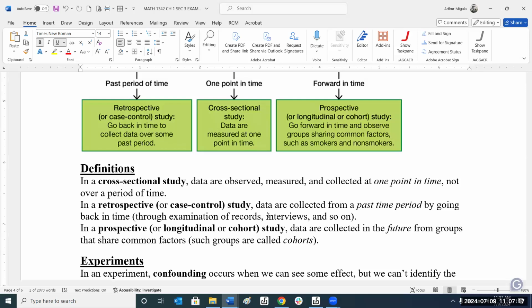They see how, like students, how they scored in the past and see how they're scoring now. And they're making future predictions. In the prospective study, data is collected in the future from groups that share common factors. These are called cohorts.